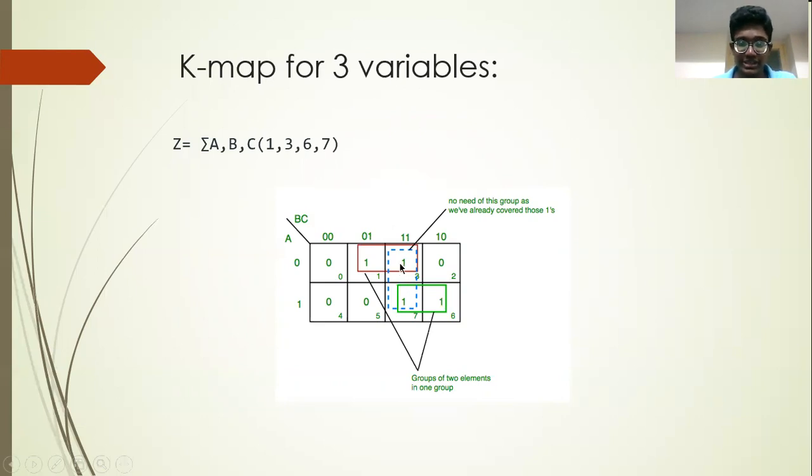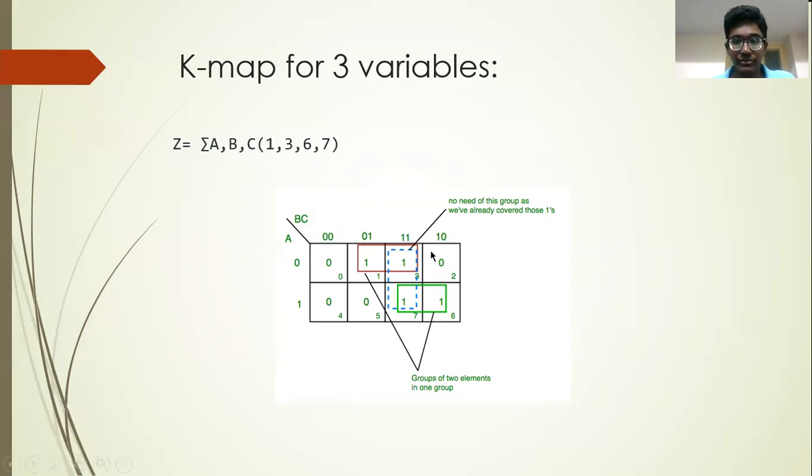And we are placing 1 here, and we have 1, 1, 1, which is 7. And we are placing 1 here, and 1, 1, 0. It is 6, and we are placing 1 here. Now we have to make groups of these ones so that we can reduce the Boolean expression which is given.